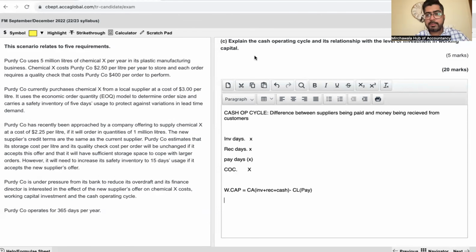Now, to answer this question, the good strategy is to explain the cash operating cycle. So cash operating cycle is the difference between suppliers being paid and money being received from customers. It is calculated as inventory days, add receivable days, less payable days, you get the cash operating cycle. Now, this is one mark, explain cash operating cycle. Its relationship with level of investment in working capital.